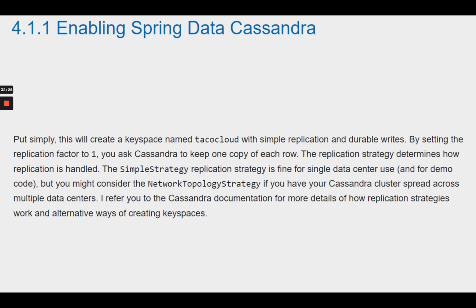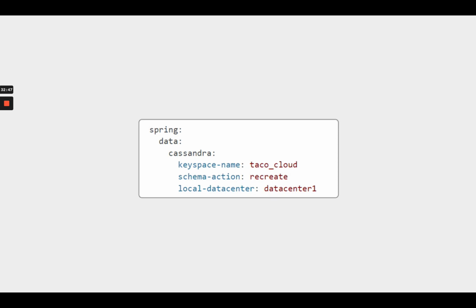The simple replication strategy is fine for single data center use and for demo code, but you might consider the network topology strategy if you have your Cassandra cluster spread across multiple data centers. I refer you to the Cassandra documentation for more details of how replication strategies work and alternative ways of creating key spaces. Now that you've created a key space, you need to configure the spring.data.cassandra.keyspace-name property to tell Spring Data Cassandra to use that key space, as shown next.